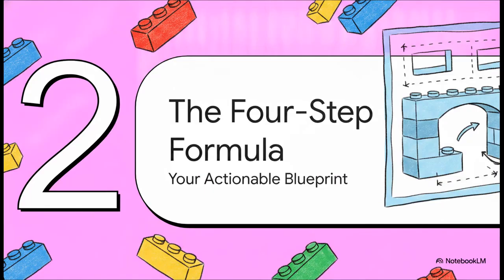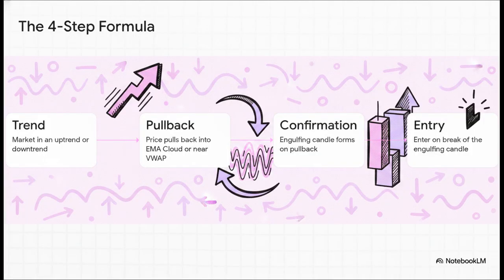Moving right along to Section 2, the 4-step formula. Listen closely, because every single trade taken with this strategy follows this exact, unyielding heartbeat. Step 1, trend. Step 2, pullback. Step 3, confirmation. Step 4, entry. Trend, pullback, confirmation, entry. If you can memorize that specific rhythm, you'll be able to block out all the emotional chaos of the market and focus purely on your execution.